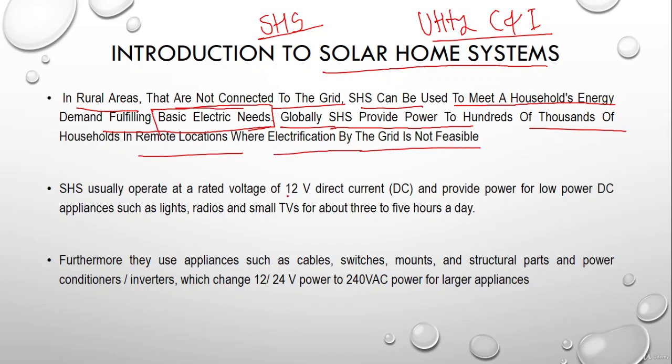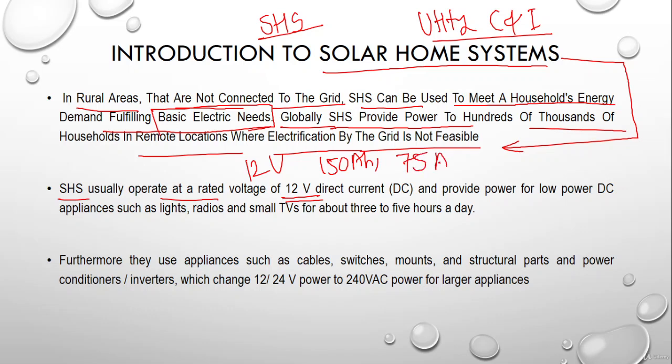Like in hilly areas in most of the countries, still the electricity is lacking. So at that time the green power we are using to power the home appliances. Solar home system usually operates at a rated voltage of 12 volt DC, because whatever battery we are using has a voltage of 12 volt, and as per the requirement we can go for a 150 ampere hour battery or a 75 ampere hour battery. So it depends upon what power we want to store.